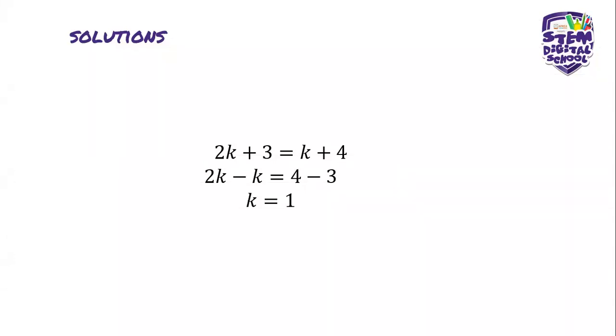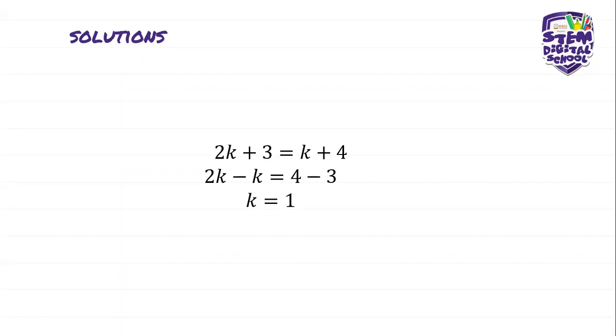Okay. So if I take the 1 and put it in the place of the k, the expression is going to be 2 times 1 plus the 3, and it gave me a 5. And then on the right-hand side, I'm going to do the same thing, and I'm going to say 1 plus 4, and it also gave me a 5. So 1 is the right answer.